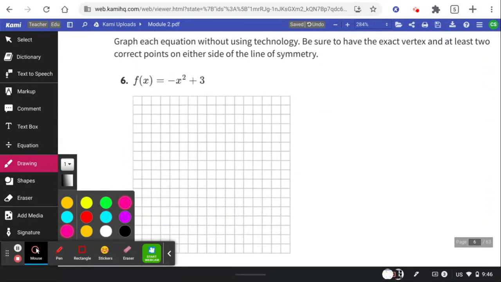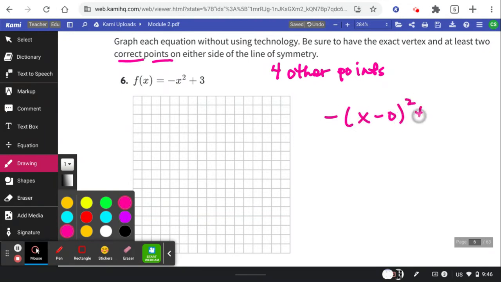Graph each equation without using technology. Be sure to have the exact vertex and at least 2 correct points on either side. You know, Ms. Sanchez wants you to have at least 4 other points besides the vertex, but you do you. Okay, so on this one, if there's no horizontal shift, there's nothing with that x in parentheses. Are you okay that that's no change, no horizontal change?